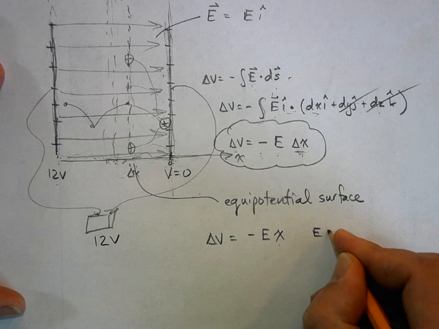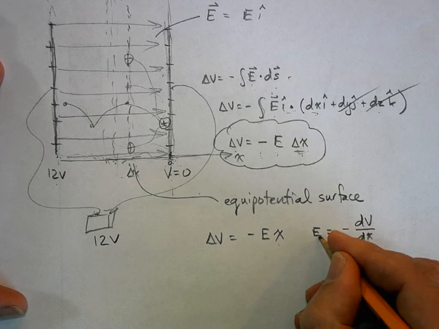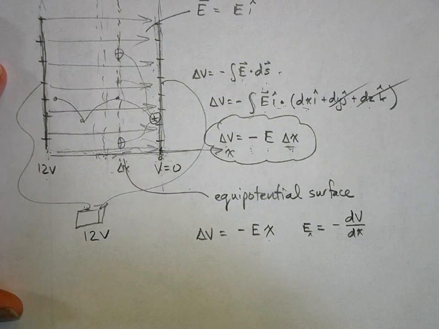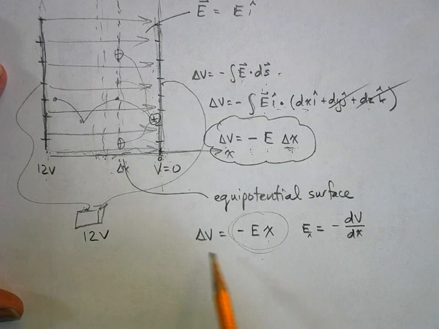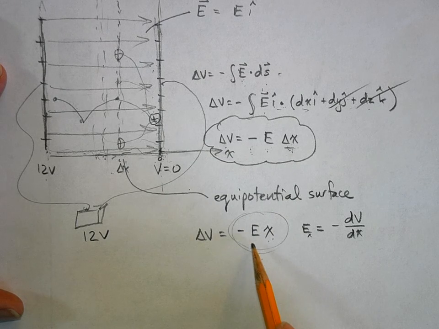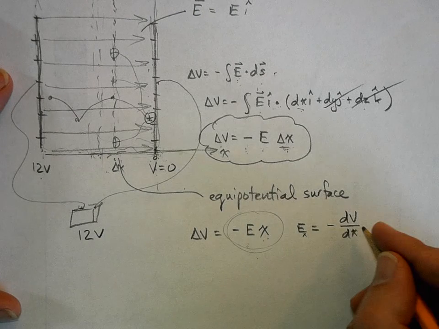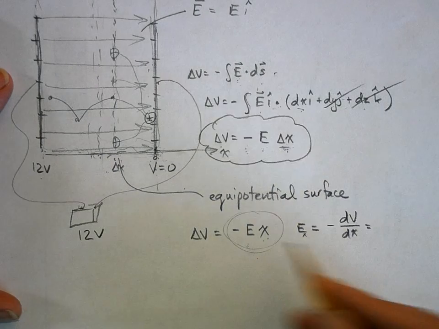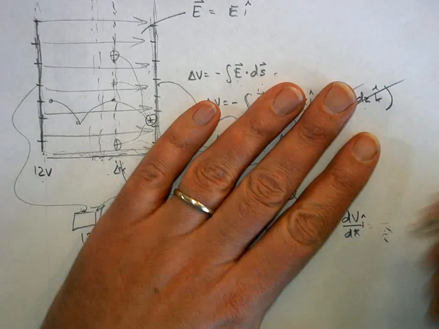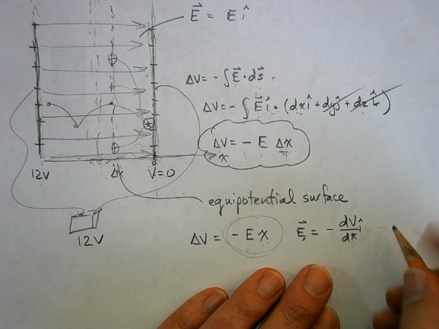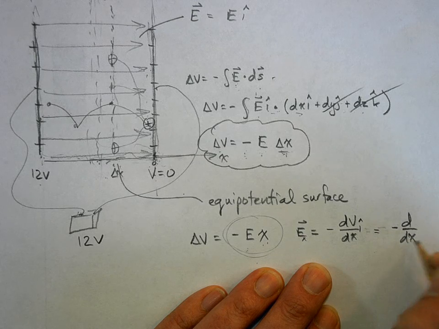E is equal to negative dV/dx, the X component. Well, look, this is a potential energy function, isn't it? It's the potential energy as a function of X times this pesky little thing here. And so I'm just going to take this, and this should be in the i hat direction. You have to add that i hat direction thing. And so I just put negative d/dx of E times X.